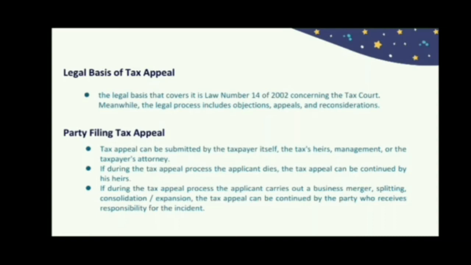Next, party filing tax appeal. Tax appeal can be submitted by the taxpayer itself, the taxpayer's management, or the taxpayer's attorney. If during the tax appeal process the applicant dies, the tax appeal can be continued by his heirs. And if during the tax appeal process the applicant carries out a business merger, splitting, consolidation, or expansion, the tax appeal can be continued by the party who receives responsibility for the incident.